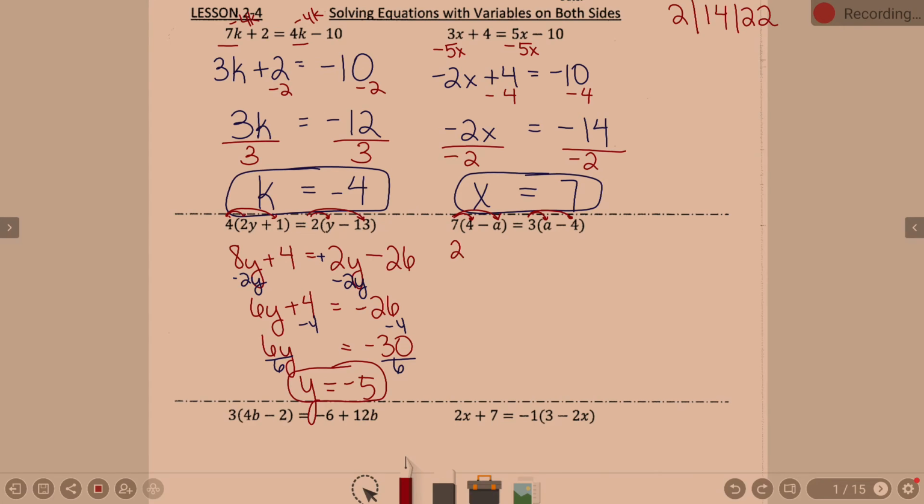I'm going to go with 28. I'm going to carry down the minus sign. 7 times A? 7A. Okay, on the right. 3 times A. 3A. Carry down my minus. 3 times 4. 12. Okay. This one looks a little different, but it's still good.